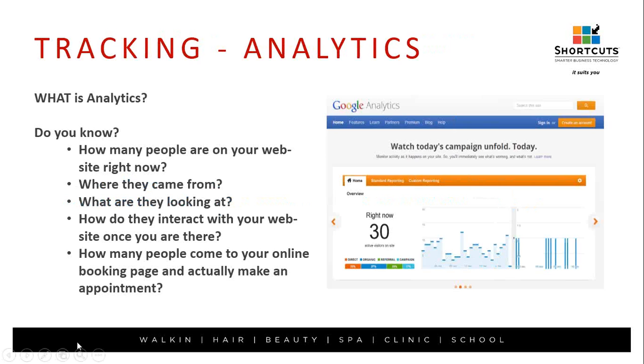So the first thing that we're going to talk about is our analytics. Google Analytics is a free service offered by Google, and it generates detailed statistics about the visitors to your website. You can find out how many people are on your website right this second, where they came from, which particular pages they're looking at, how they're interacting, how many people come to your online booking page, and you can see where they fall off at the steps. Are people just jumping on and having a little look, or are they going all the way through the process? It gives you some really good stats on what's going on, not only on your online booking, but also on your website as well.